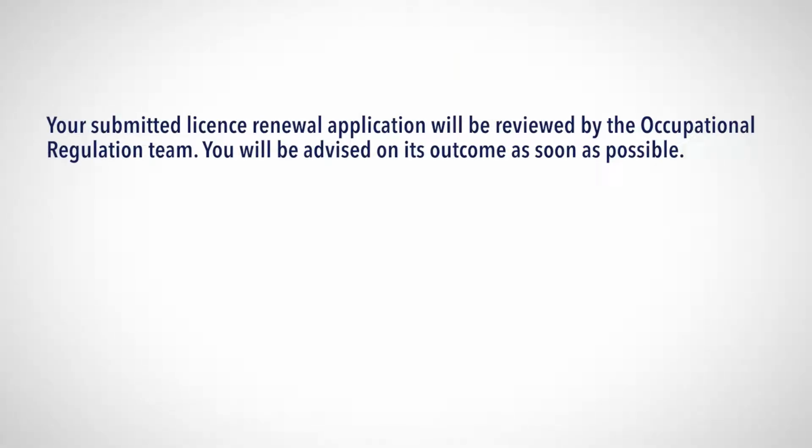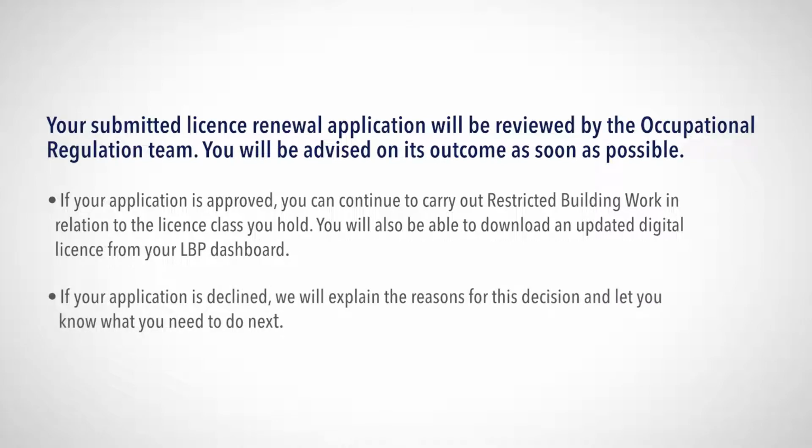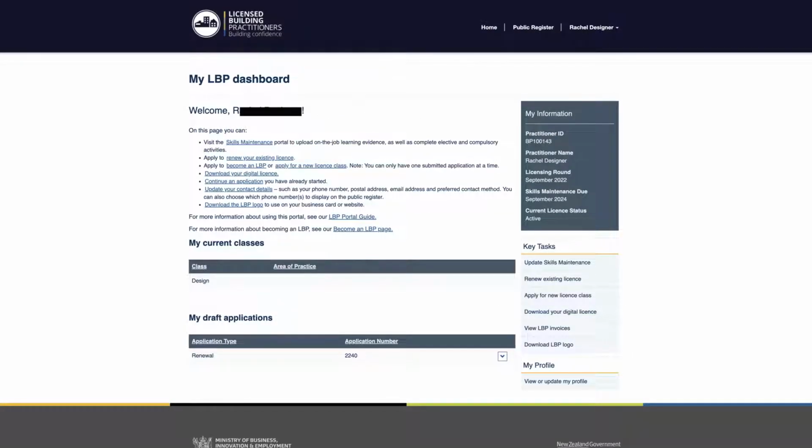Your submitted license renewal application will be reviewed by the Occupational Regulation team. You will be advised on its outcome as soon as possible. If your application is approved, you can continue to carry out restricted building work in relation to the license class you hold. You will also be able to download an updated digital license from your dashboard. If your application is declined, we will explain the reasons for this decision and will let you know what you need to do next.